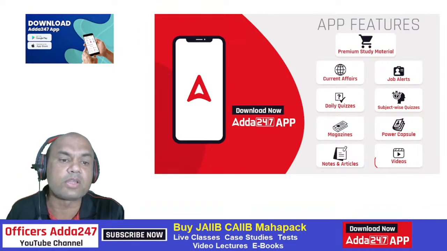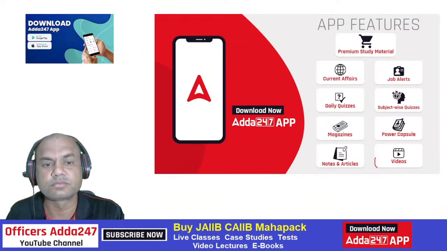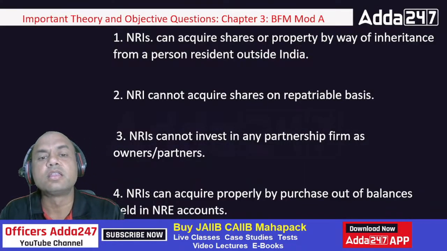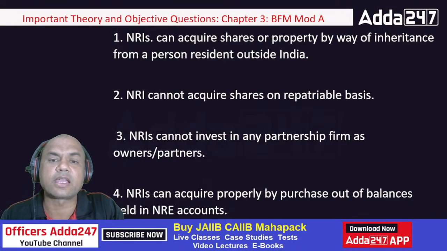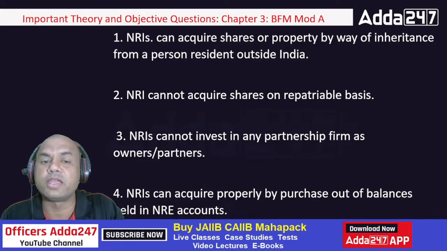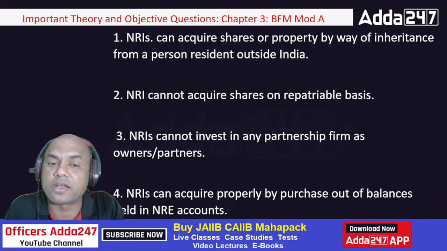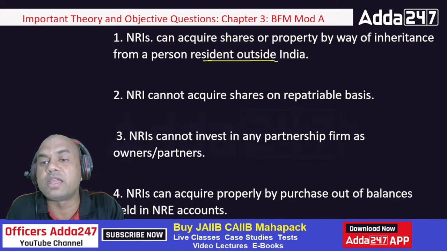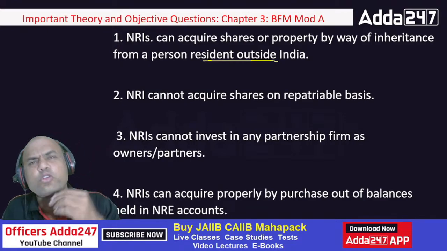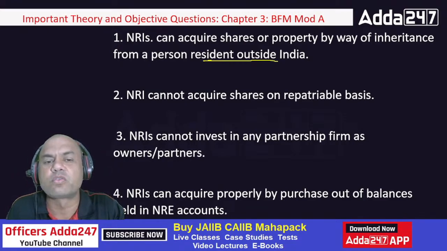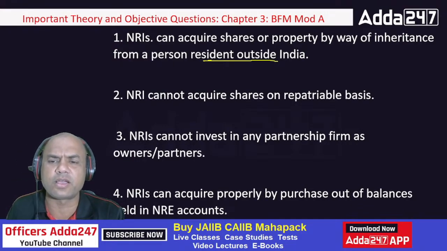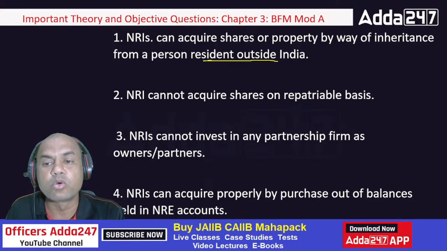Okay, now let me come to the next part, the questions part. An NRI can acquire shares or property by way of inheritance from a person resident outside India. Means, can an NRI acquire a property by way of inheritance? Inheritance means from somebody, forefathers. If you are that NRI, can you get the property from somebody of your forefathers who might be residing outside?